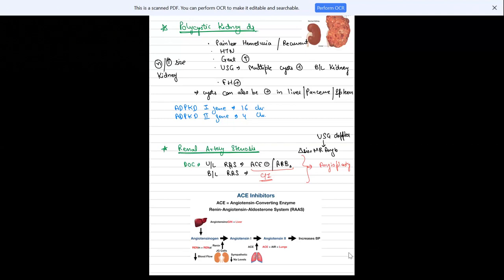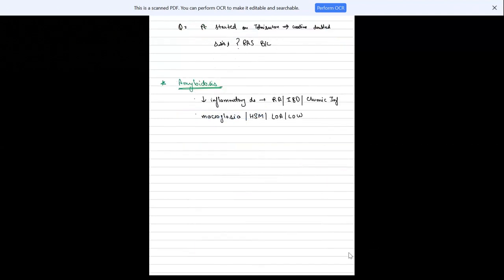Let's go to the next page. So if in a question the patient is started on telmisartan and the creatinine is doubled: in a normal patient as well, we expect creatinine to increase up to about 20% of the normal value. That is acceptable. But if it is doubled or severely increased after adding telmisartan or ramipril or drugs like these, then you should think about bilateral renal artery stenosis.